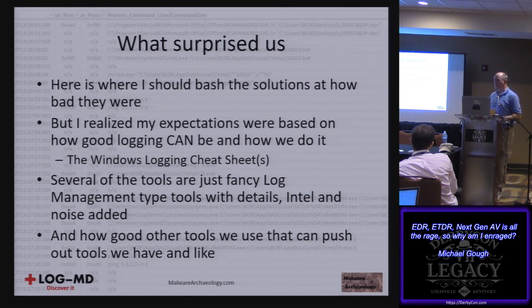But again, I realize my expectations are based on how good logging can be and how we do it. Windows logging cheat sheets on the machines we do that on are really good. And a lot of these solutions are just fancy log correlators. So again, I build a Splunk environment or ELK environment. I send all my stuff there. These solutions kind of replace that need for you because they're just fancy log solutions and it's in their cloud, so you don't have to build it. So there's some advantage there. The problem is the consoles are so hard to use that you're pretty much going to want to throw all that data into a log management solution, make your own rules, and do your own hunting. Like the example I gave when the IR guy just jumped immediately to the console.